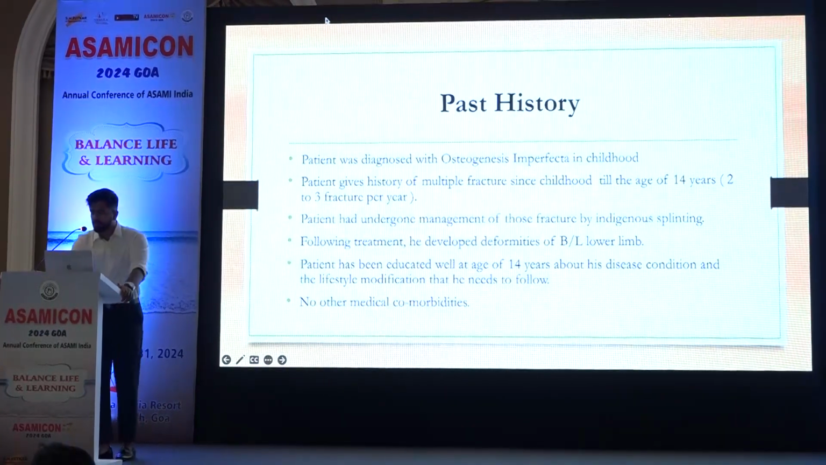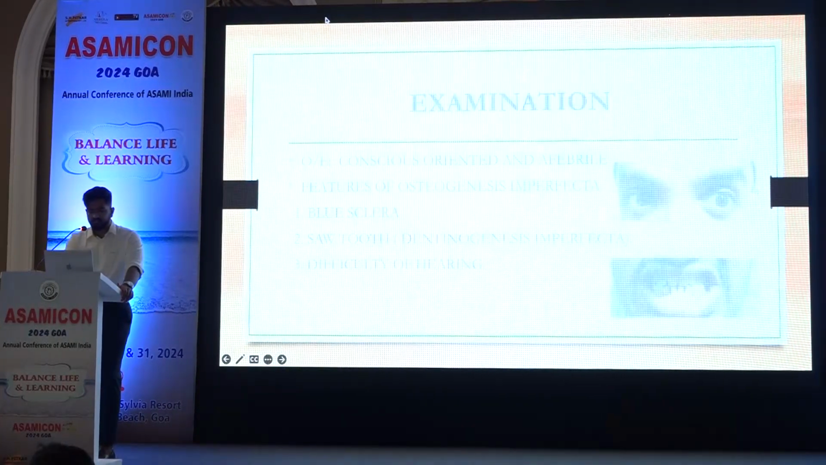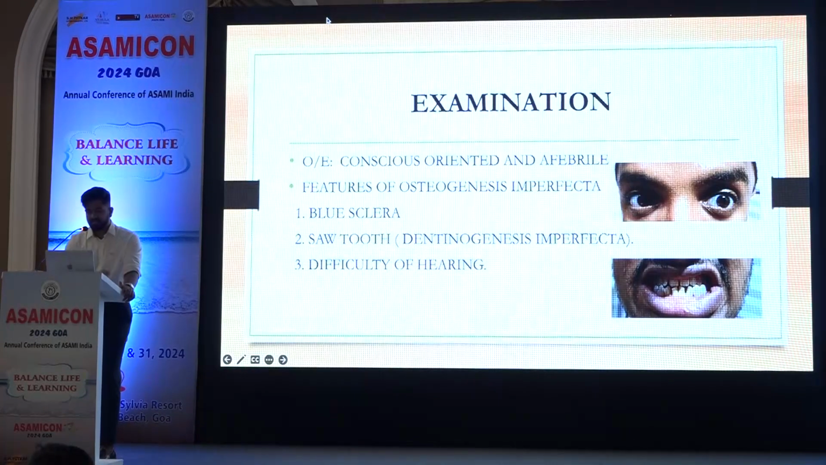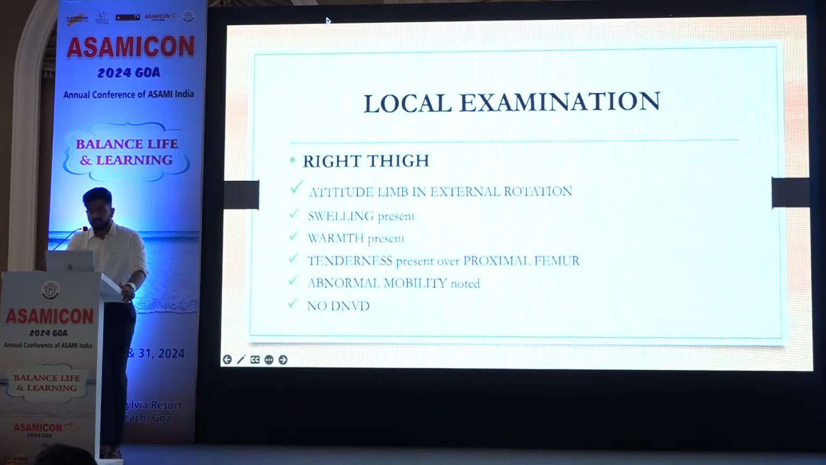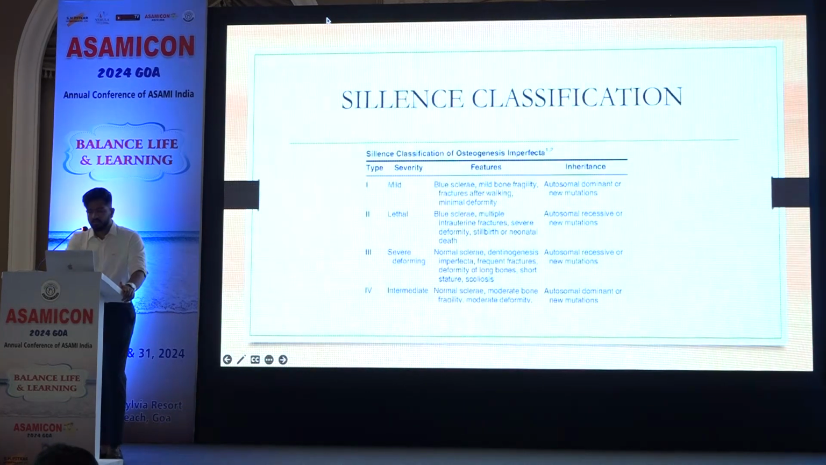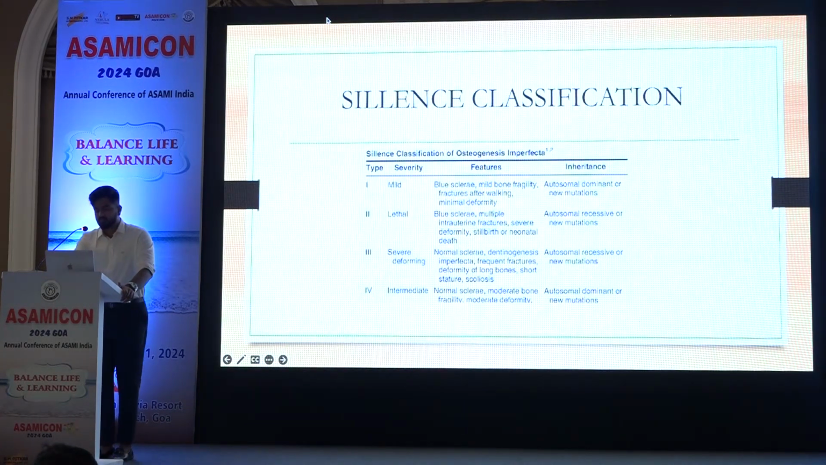He was explained about his condition at 14 years of age. Patient had classical features of osteogenesis imperfecta like blue sclera, saw-tooth, and difficulty of hearing. Patient had tenderness over the proximal femur. Sillence classification was used to grade the osteogenesis imperfecta.